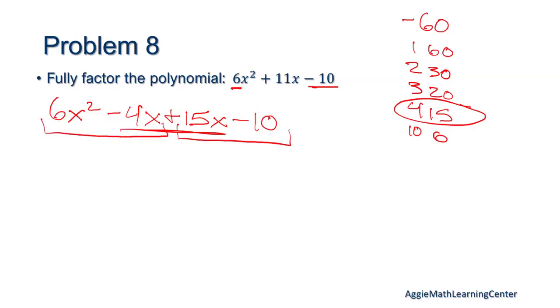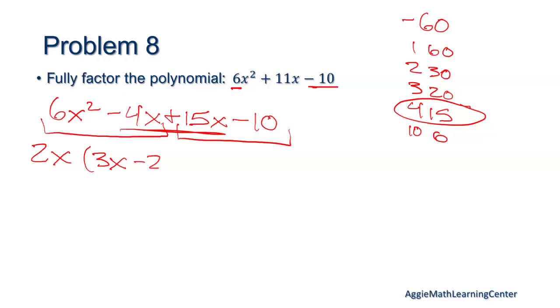I'm just going to put my first two terms together, put my last two terms together. So what can I take out of 6x and 4x? Like, what is the biggest thing that I can take out of both of those? 2x. Probably 2x. Awesome. So then what are we left with when we take a 2x out of 6x squared? 3x. Perfect. And then a 2x from a -4x will give us -2.